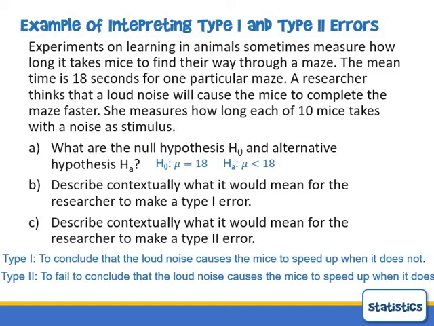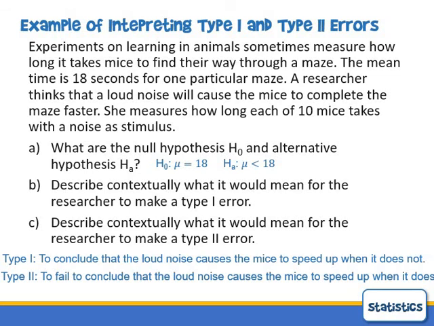We don't have the data to get a p-value here, but let's imagine what it would mean to make a type 1 and type 2 error. So a type 1 error would occur if she happens to find a small p-value, reject the null hypothesis, and be wrong. So if she rejected the null hypothesis, she would be concluding that mu is less than 18, or that the mice are speeding up. So that would be to make the conclusion that the loud noise, in general, for the whole population of mice, is going to speed them up in the maze, but to be wrong. So to conclude the loud noise causes mice to speed up when it does not. Okay? It may in the sample, but not in a larger population, would be the type 1 error.